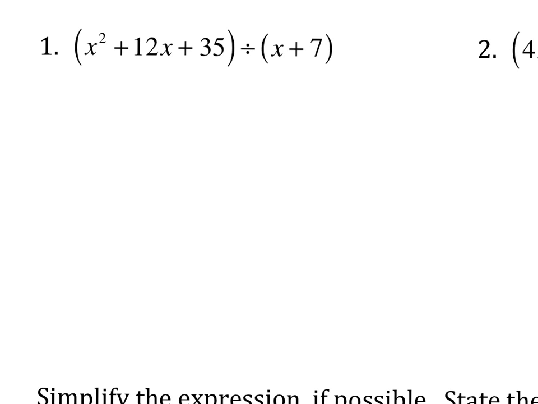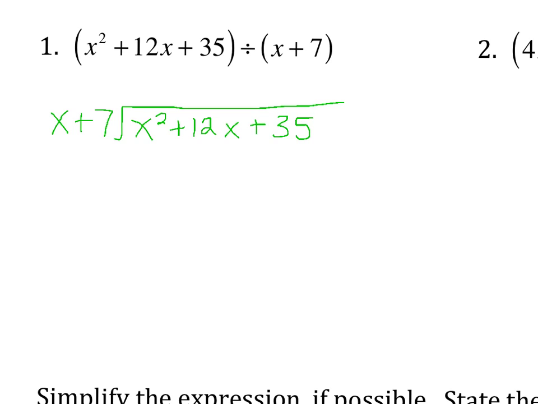For the first three problems in the Chapter 12 test review, we are going to use long division to divide polynomials. So if we have x squared plus 12x plus 35 divided by x plus 7, we want to put the x plus 7 outside of the division box and x squared plus 12x plus 35 inside.